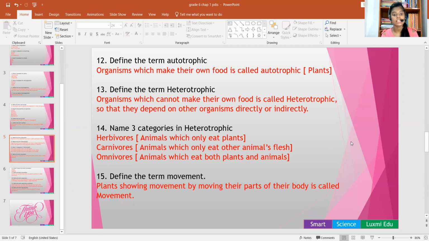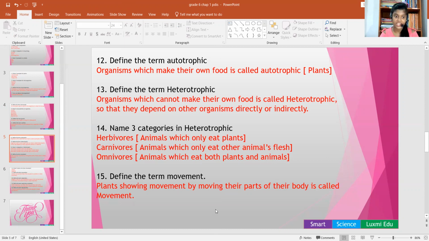Okay, so now it's clear the categories of heterotrophic are herbivores, carnivores, and omnivores. Herbivores mean the animals that only eat plants. Carnivores mean the animals that only eat other animals' flesh. Omnivores mean animals which eat both plants and animals. Now let's get to the 15th question.